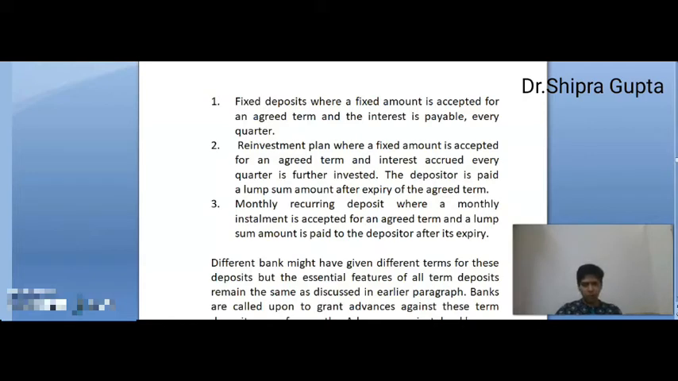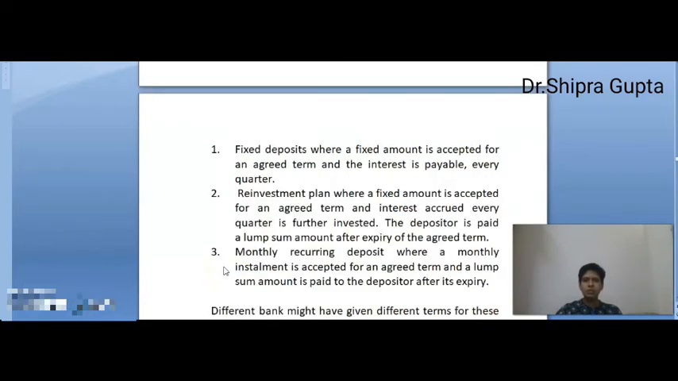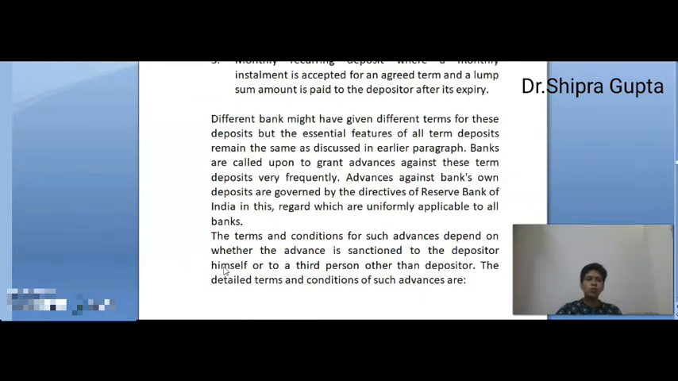Next, monthly recurring deposit, where a monthly installment is accepted for an agreed term and a lump sum amount is paid to the depositor after its expiry. This type of scheme is on a monthly basis, and a monthly amount is paid in installments, and a lump sum amount is paid to the depositor after its expiry. When its maturity period comes, the depositor will receive a lump sum amount. So this is the first type, and the rules and regulations belong to these types of schemes.